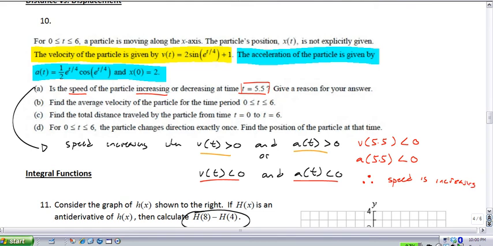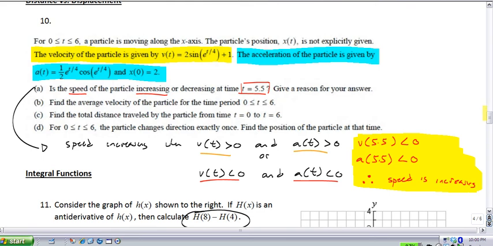And on the AP test, what would it take to justify that speed is increasing? You just say this. They're going to assume you have the knowledge behind it. You'll say, hey, velocity is negative, acceleration is negative, therefore speed is increasing. They're not going to ask how you know that when velocity is negative and acceleration is negative. You're not going to have to justify that, but you are going to have to list them.